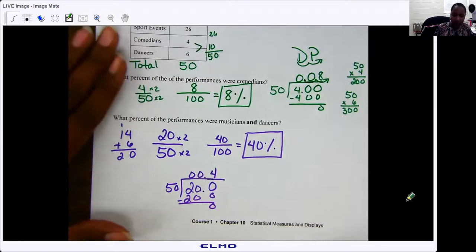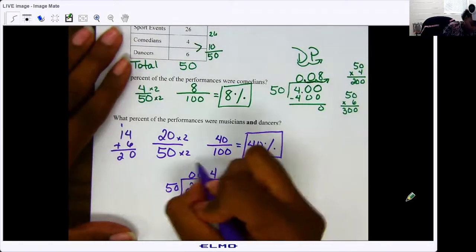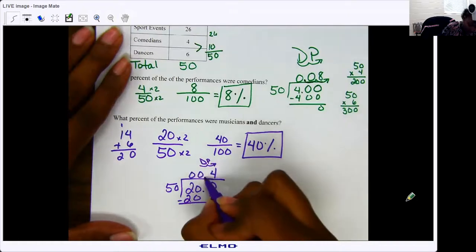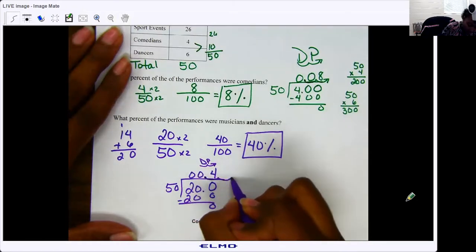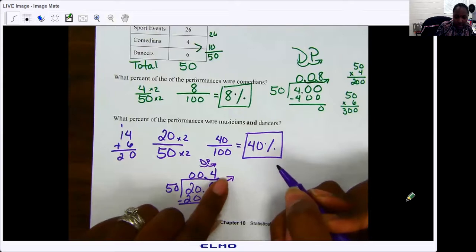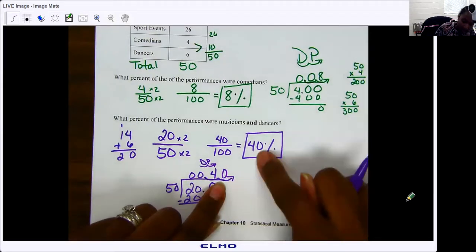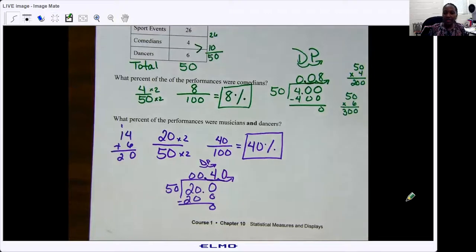I have 0 left over. But now I need to use Dr. Pepper to change my decimal to a percent. So here's my decimal, 1, 2. Notice that there's a blank here. I need to fill that in with a 0. And then 40% is my final answer.